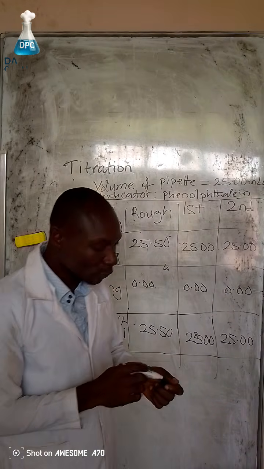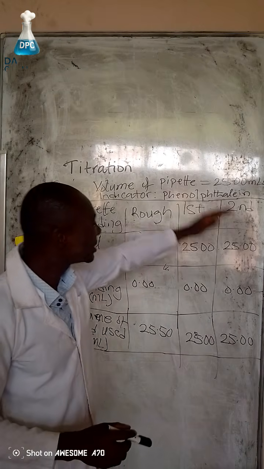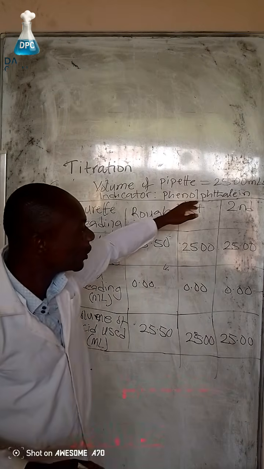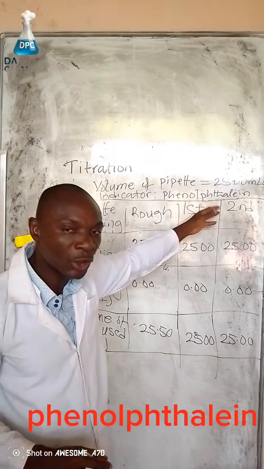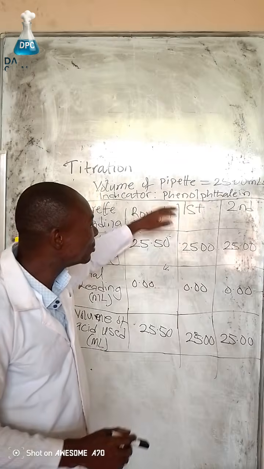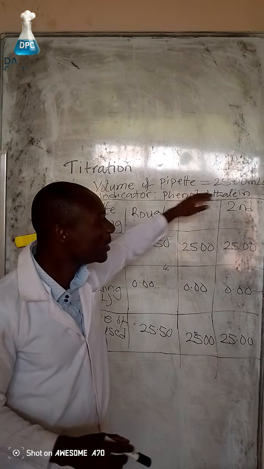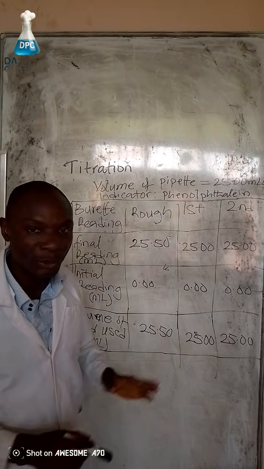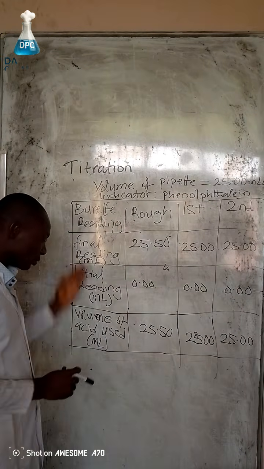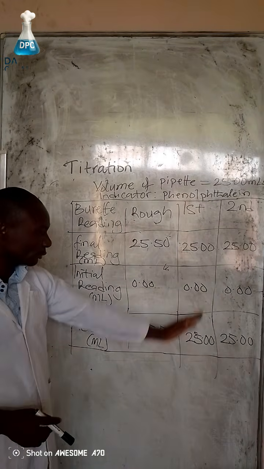The indicator used must also be stated. Now, in this case, assuming I use phenolphthalein as indicator or methyl red or methyl orange, as the case may be, you are expected to specify it in the table. That is also required. Now, you have the titration table already with you.